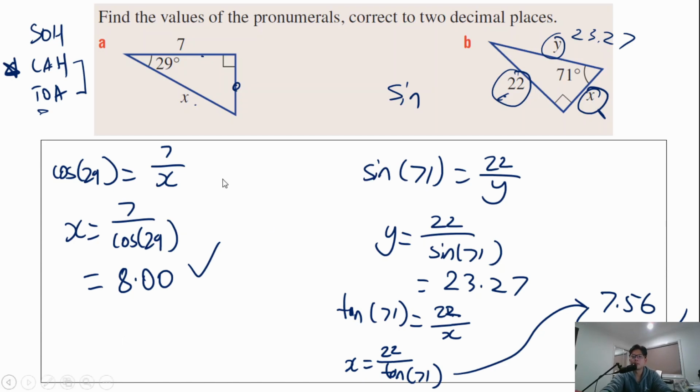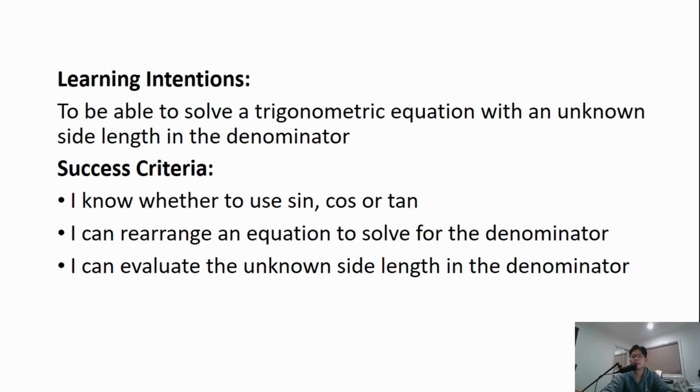Alright, now that brings us to the end of our video. Hopefully you can all now identify whether we need to use sine, cos or tan, can rearrange an equation to solve for the denominator, and finally can evaluate the unknown side length in the denominator.